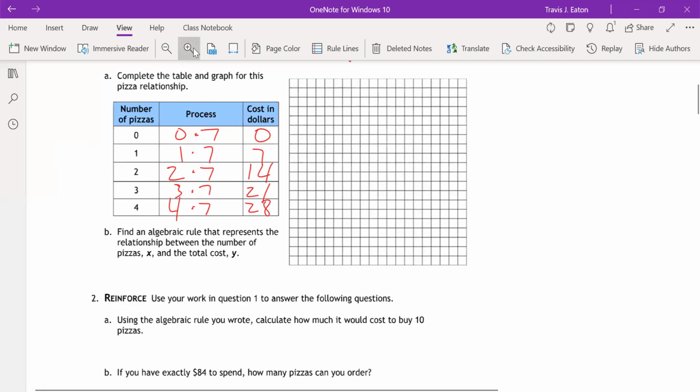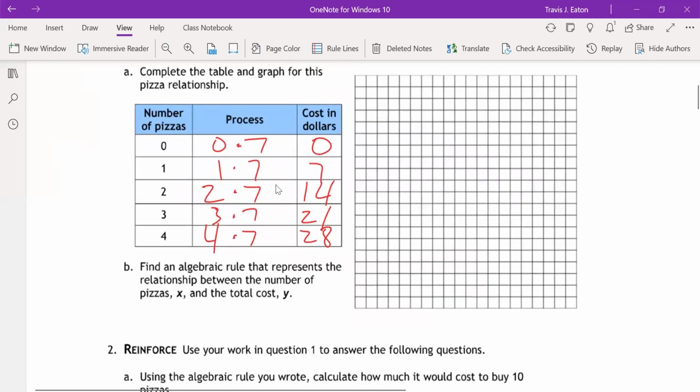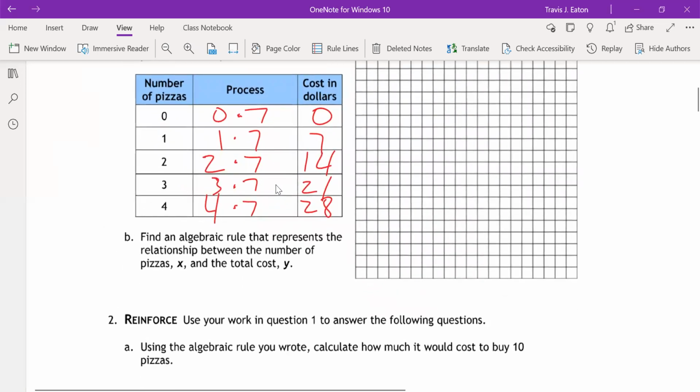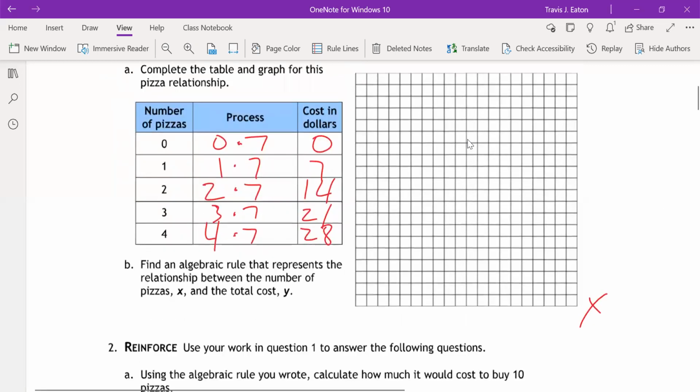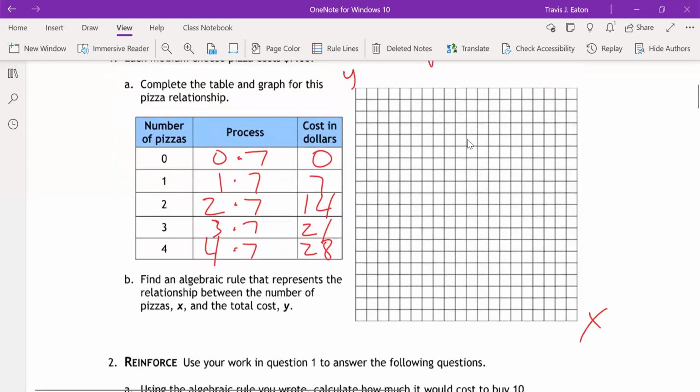Now, what I'm going to do first of all is I'm going to expand the page here a little bit to make life a little bit easier. And remember, this is our x-axis. And up here on the vertical is our y-axis. And so this is our input. The x is our input number. So the number of pizzas, here's 0 pizzas. I'm going to skip lines. That would be 1 pizza, 2, 3, 4, and so on.